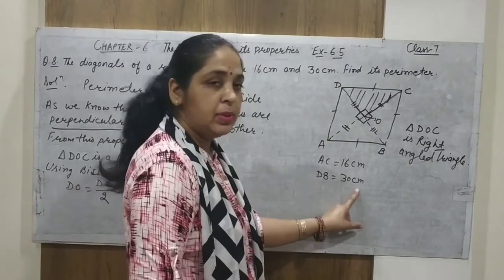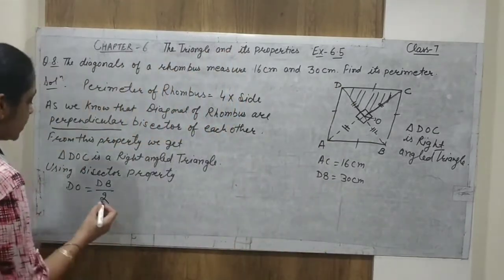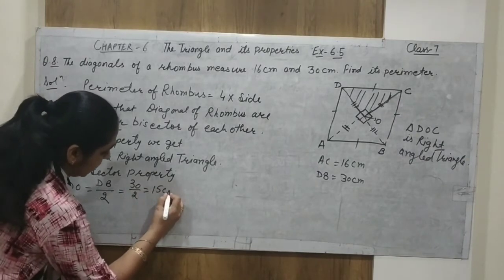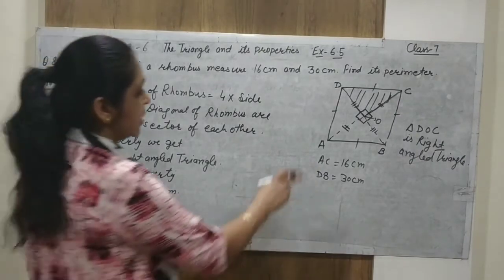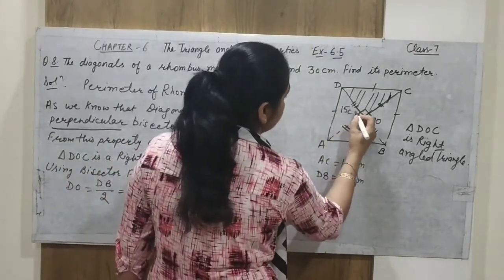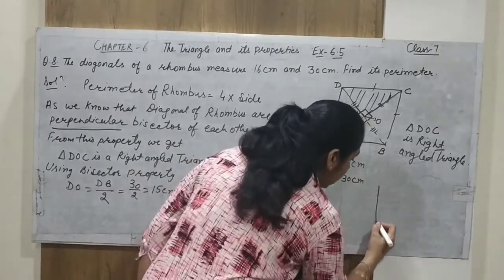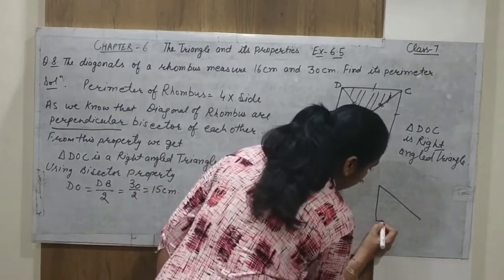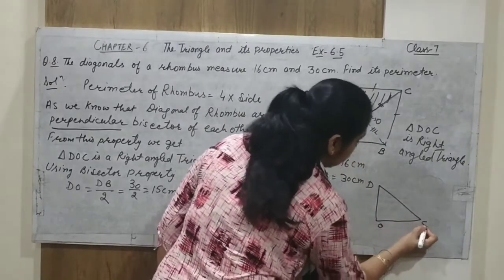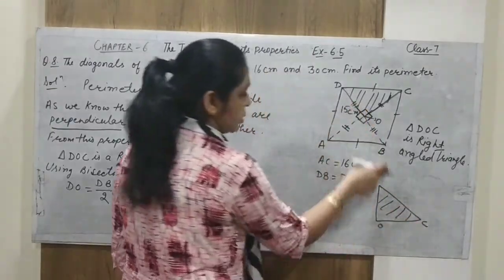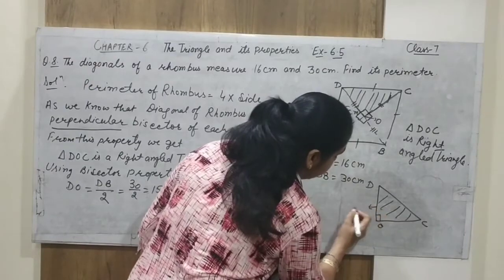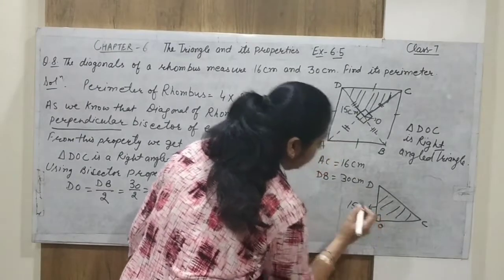What is the length of DB? 30 centimeter. So we can say here 30 divided by 2, we get 15 centimeter. That is only this side we are talking about up to this point. This is 15 centimeter. We can draw in a separate form this right angle triangle, that is DOC, in which this is 90 degree angle and this side is 15 centimeter.